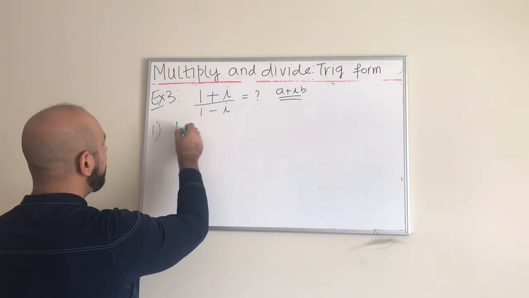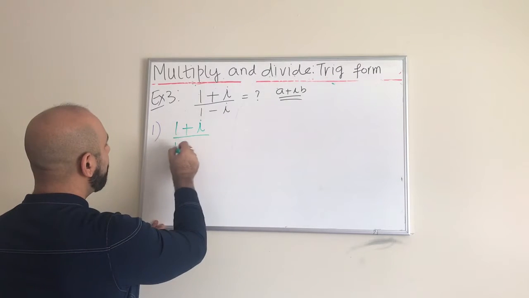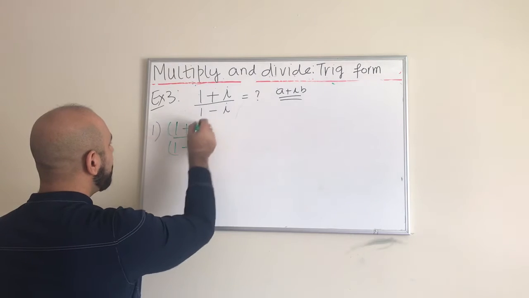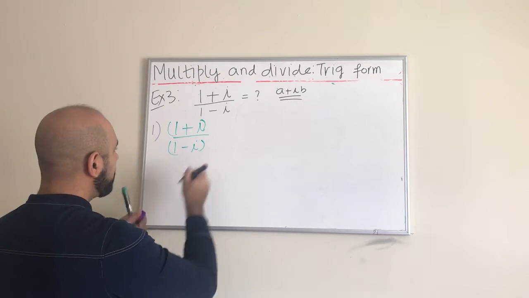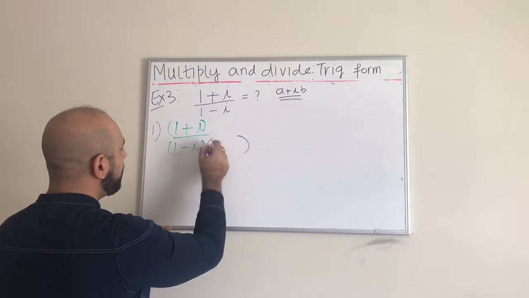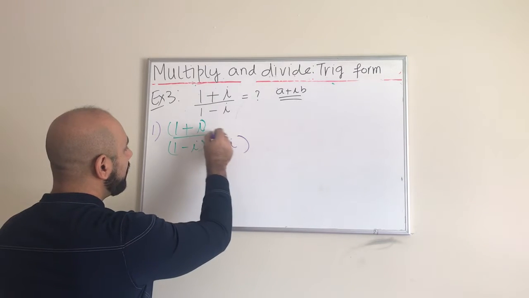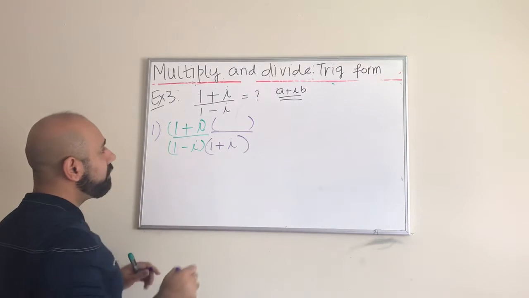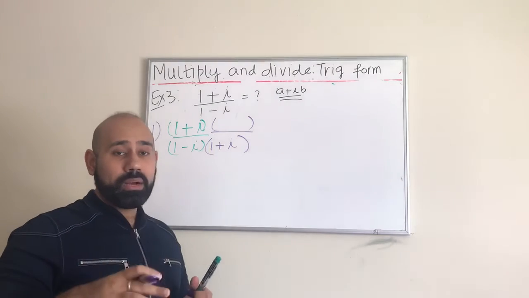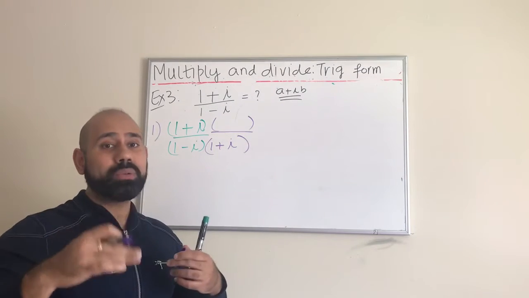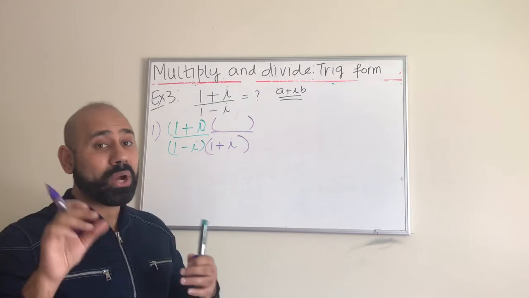So I start by rewriting this complex number, 1 plus i over 1 minus i, and then times, we're going to multiply by the complex conjugate, and the complex conjugate of the denominator will be 1 plus i. Guys, keep in mind, whenever we are simplifying complex numbers, when they are divided, we have to multiply by the complex conjugate of the denominator.